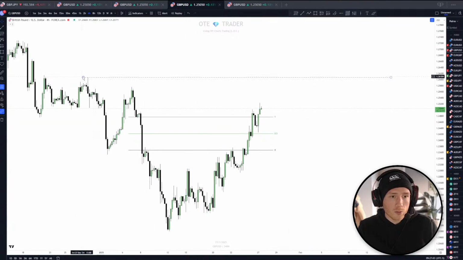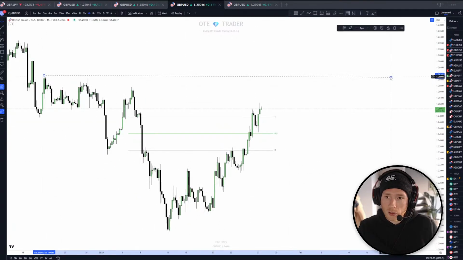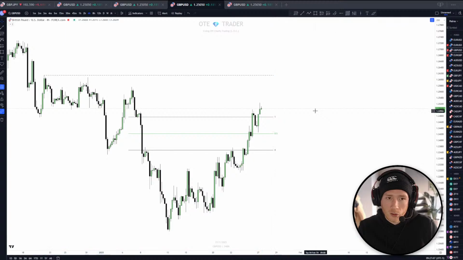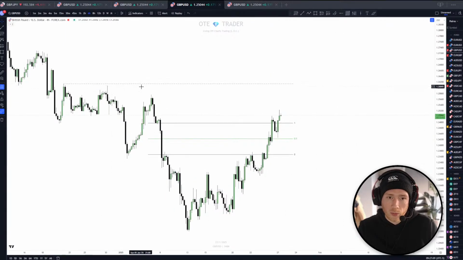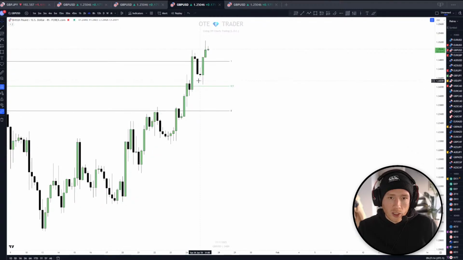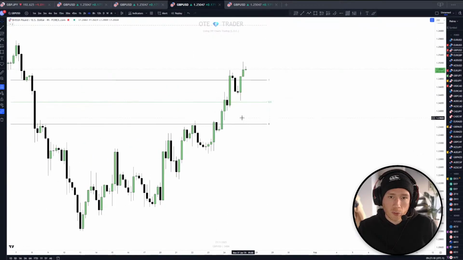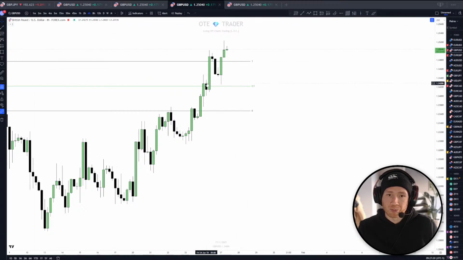Low hanging fruit? Yes, right? Because we have relative equal highs here, so this is going to be our terminus. This is going to be where we take profit. We'll take partials along the way. Setup, I want to look for a setup around 50% of the daily inversion fair value gap. Does that make sense? Does make sense, right?